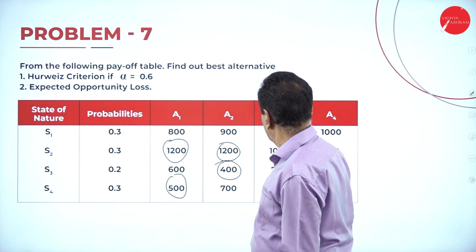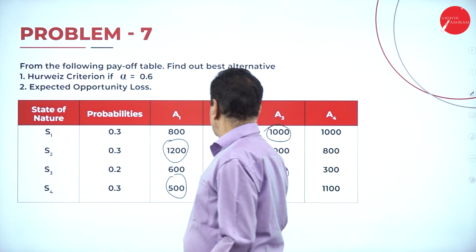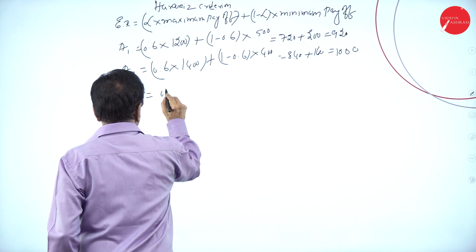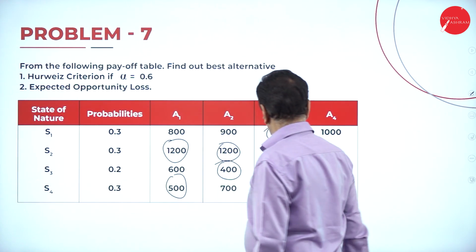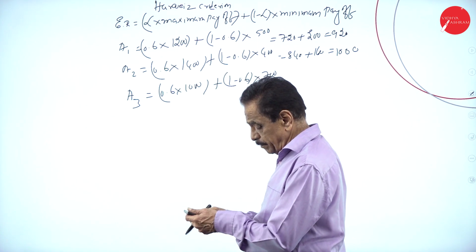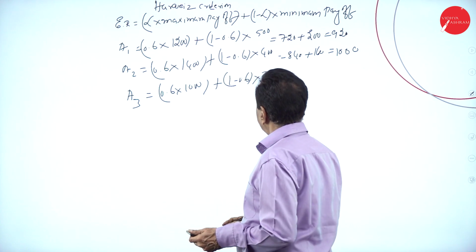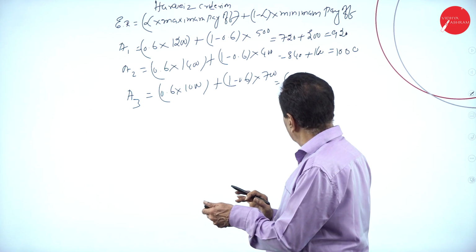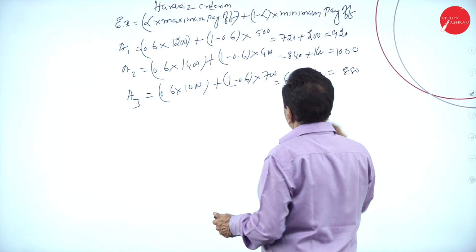Then A3. Come back to next one, A3, highest is 1000, lowest is 700. 0.6 into 1000 plus 1 minus 0.6 into, what's the minimum? 700. So 0.6 into 1000, 600, plus 700 into 0.4, 280. This is 880. A4.